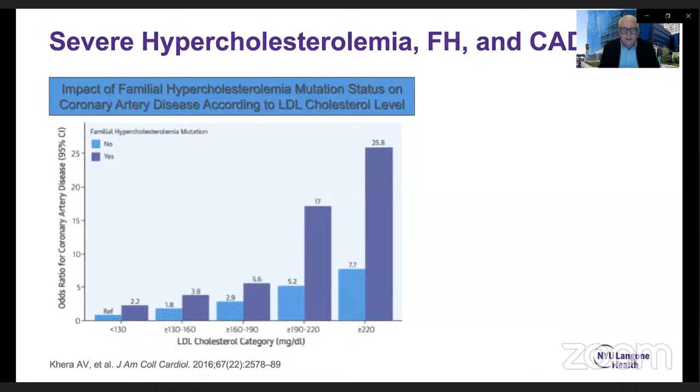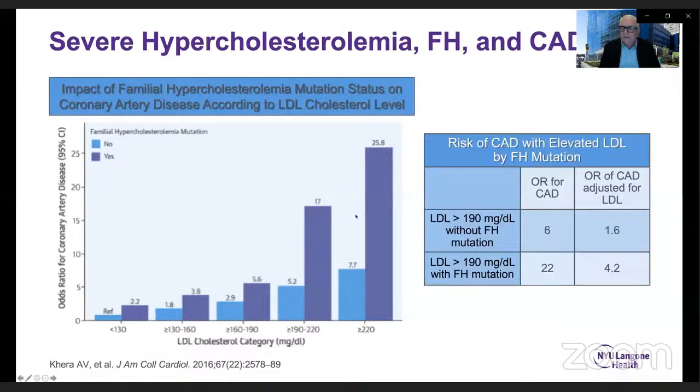And while this is not a talk about familial hypercholesterolemia, I couldn't resist one very important slide that I think really drives home this concept of risk and cholesterol. And these are patients, all comers, with LDL cholesterol levels in increasing categories. And you see on the right, patients with LDLs greater than 190 and greater than 220. And in the light blue, they're patients with no known mutation. And you can see that their risk is 5 to almost 8 times greater. But if they have a mutation, their risk is 17 to 25 times greater.